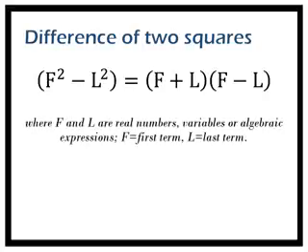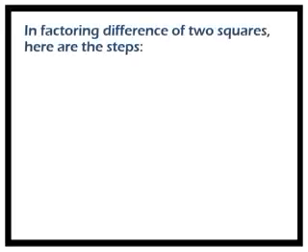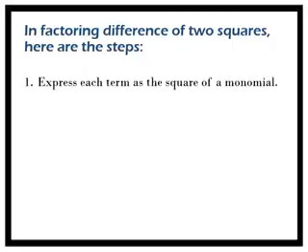the product of the sum and difference of f and l, where f and l could be real numbers, variables, or algebraic expressions, and f stands for the first term and l for the last term. Factoring polynomials in the form of difference of two squares, there are the following steps.